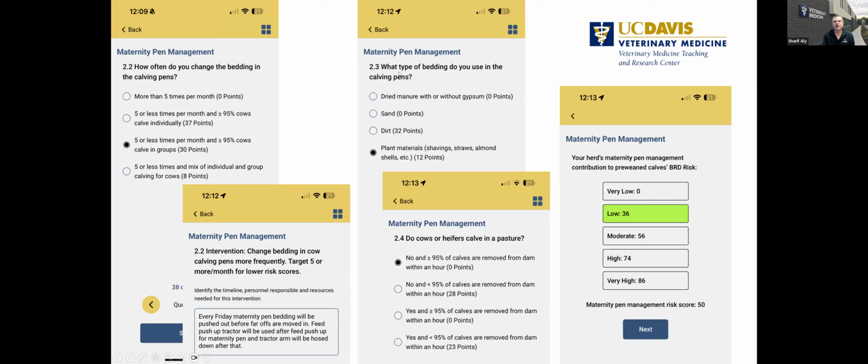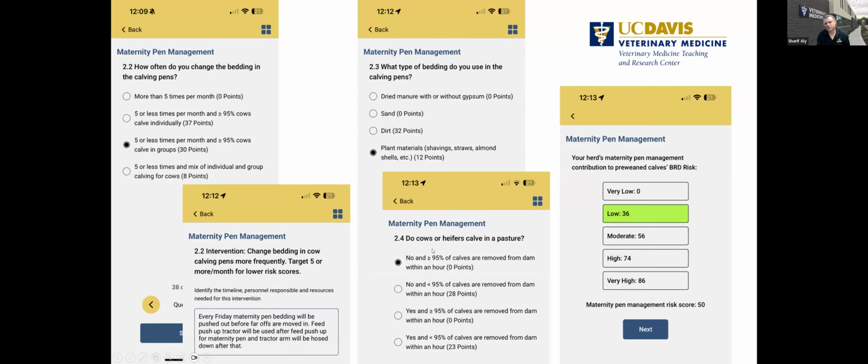That's a repetition of that one, but we'll go to the middle set of screenshots. What type of bedding do you use in the calving pens? Let's say you select plant materials, and again, that would be extra risk score points. You'll get an option to also have a screenshot that will allow you to enter the change if possible. Not every single risk factor will be managed in that particular session. You could choose to pick the low-hanging fruit, the ones that the producer is willing to address and tackle at that point in time, given all that's going on.